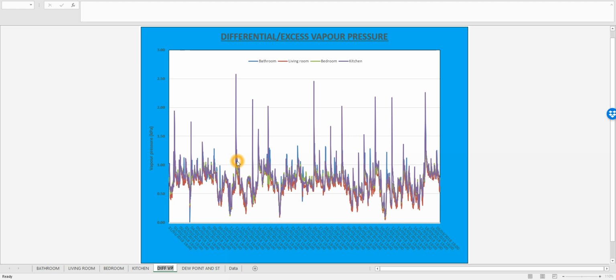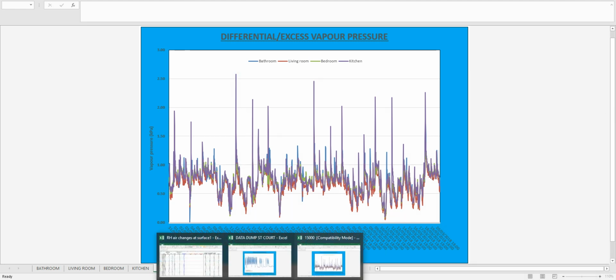There's not sufficient trickle vents, so there's not enough background ventilation, and there's also not enough undercuts in the doors. Noticeably, the kitchen. So if you could imagine, this is why these problems are occurring. I'm just going to show you another one of the same property.